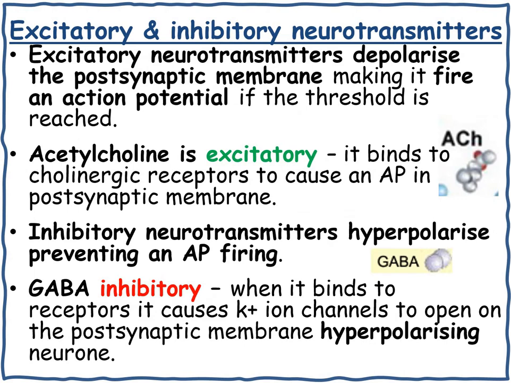Excitatory and inhibitory neurotransmitters. So excitatory neurotransmitters depolarize the postsynaptic membrane, making it fire an action potential if the threshold is reached. Acetylcholine is an excitatory neurotransmitter. It binds to cholinergic receptors to cause an action potential in the postsynaptic membrane. Inhibitory neurotransmitters hyperpolarize, preventing an action potential from firing. GABA is an inhibitory neurotransmitter, and when it binds to receptors, it causes potassium ion channels to open on the postsynaptic membrane, hyperpolarizing the neuron.